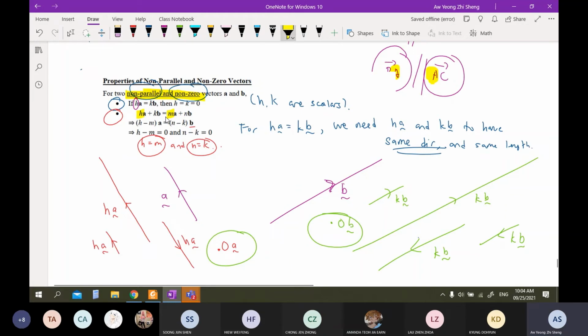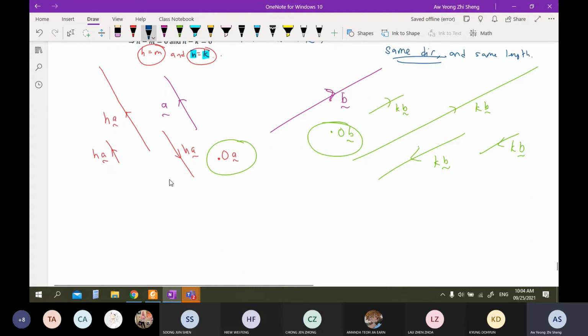It's the original coefficients of a on both sides. And then what about k and n? k and n are also the coefficients of b on both sides. So this result actually allows us to compare coefficients for the case when two non-parallel and non-zero vectors are involved in the same equation.